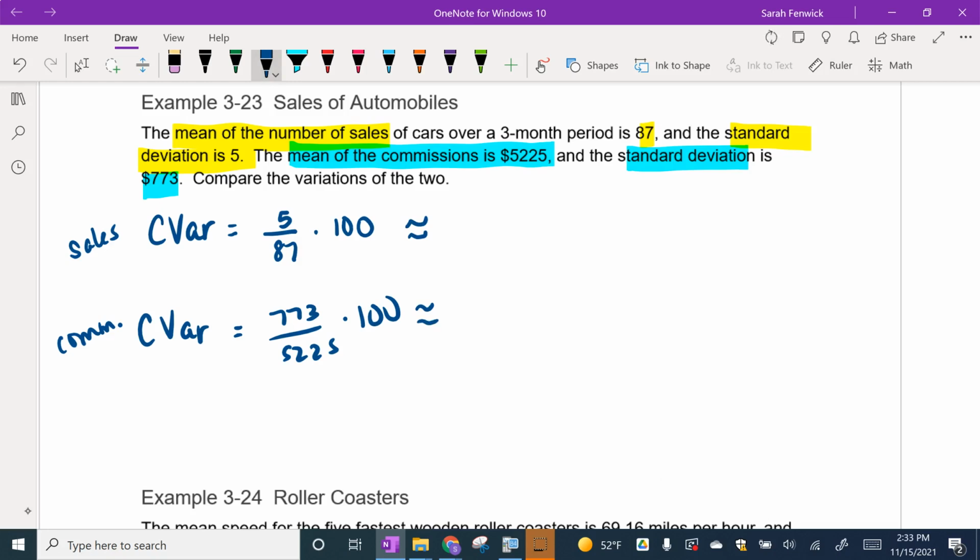So the C-var for sales is 5.7%. The C-var for commissions is 14.8%. So the commissions are more variable. They have more variation or distance from the mean of their data.